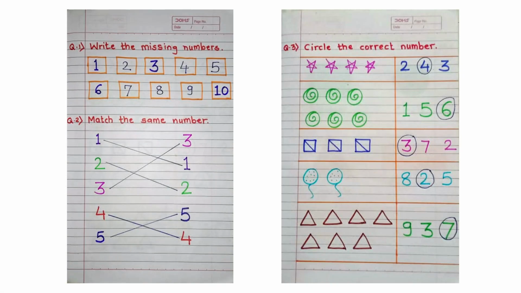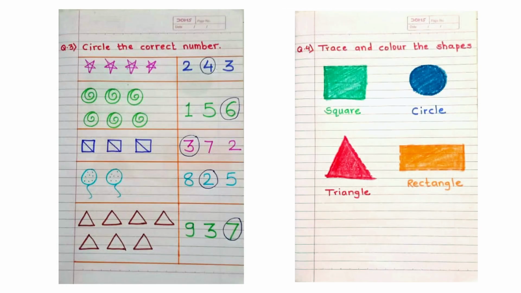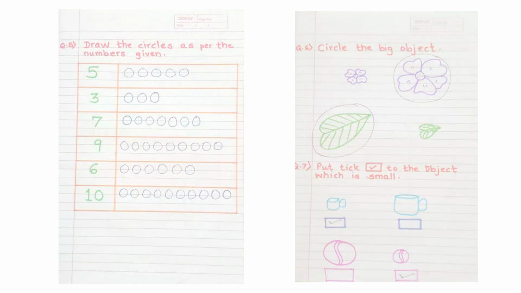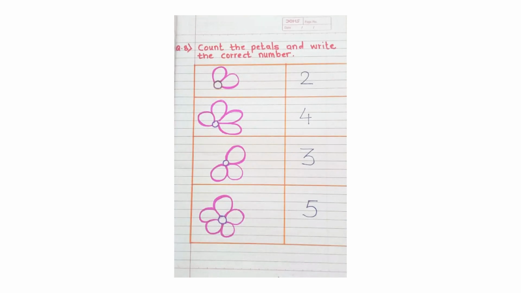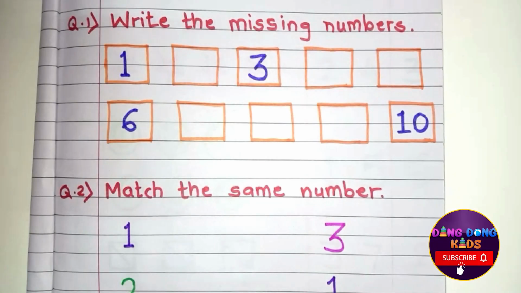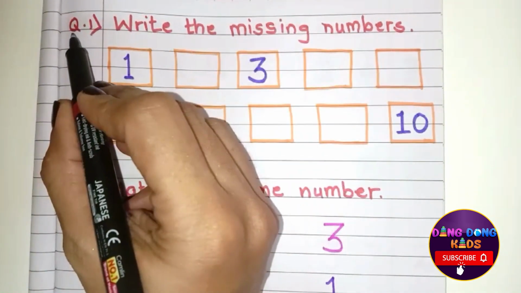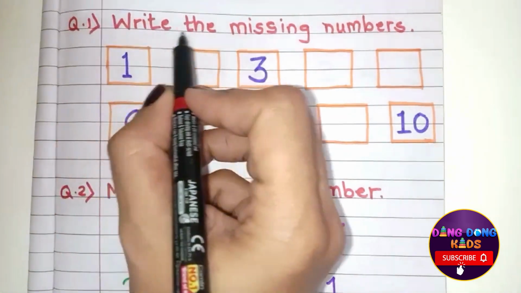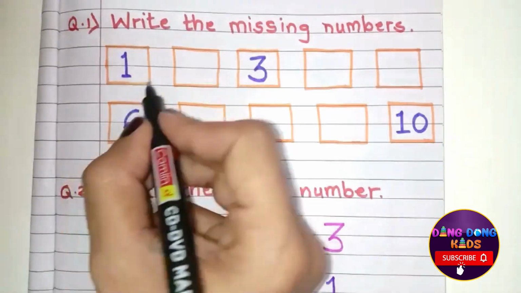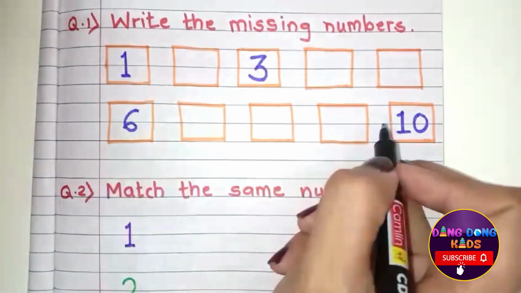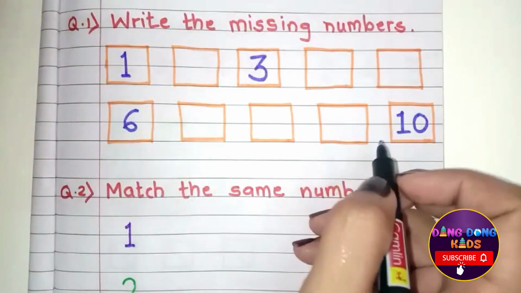Today I have prepared one worksheet specially for nursery students. So let's start. See, in this worksheet I have covered 1 to 10 numbers. So let's start with the first question. Question number 1. Write the missing numbers. Here we have to write down missing numbers from 1 to 10.